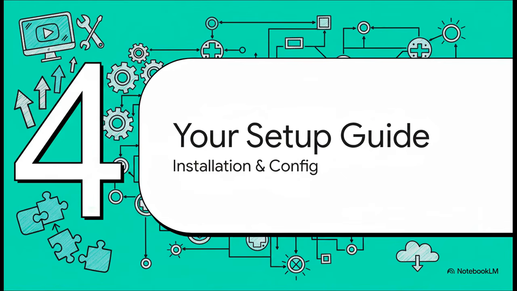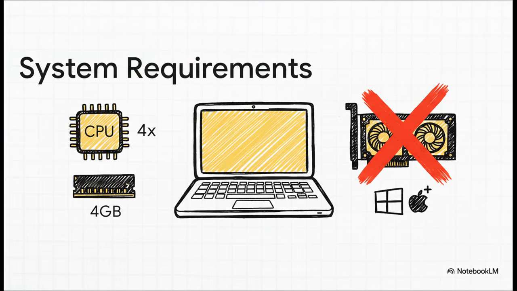Okay, so you've seen the magic. Now you're probably wondering, how do I get this running myself? Well, let's dive into the setup guide. First things first, what kind of machine do you need? The requirements are actually super reasonable. We're talking a minimum of 4 CPU cores and 4 gigs of RAM. But here's the kicker, the really important part. No GPU required. You do not need a crazy expensive graphics card to run this. That means it'll work on pretty much any modern computer.